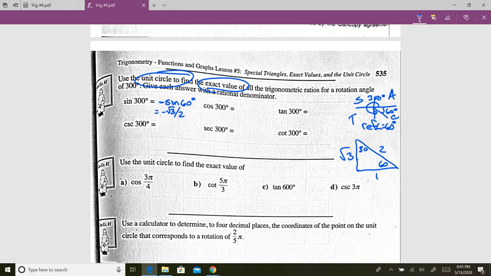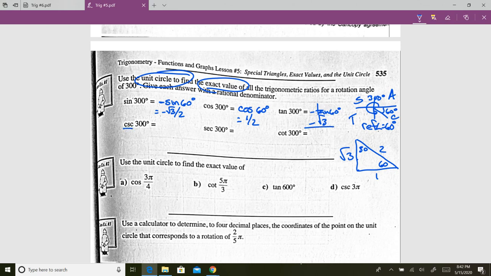Cosine of 300, again, we are in the fourth quadrant. Cosine is positive in the fourth quadrant, so it's going to equal cosine of 60. Cos of 60 is adjacent over hypotenuse, which is 1/2. Tangent of 300, tan is negative, so it's going to equal negative tan of 60. Tan of 60 is opposite over adjacent, so it's negative root 3. Root 3 over 1 if you want, but negative root 3.